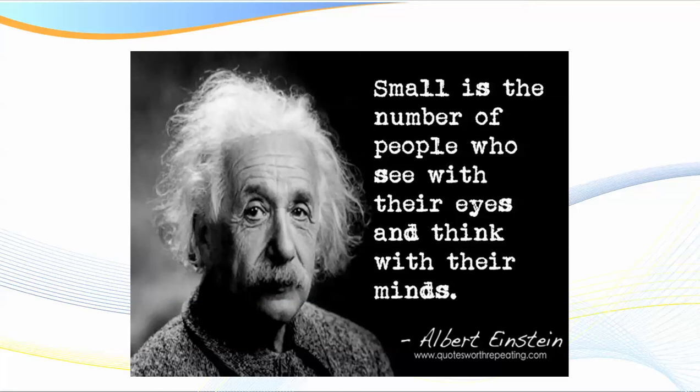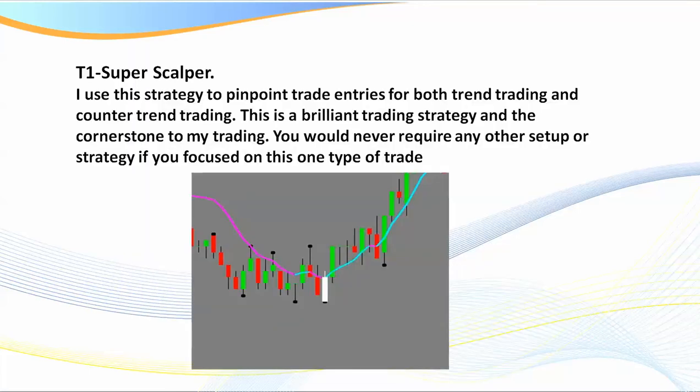So I think Albert Einstein said this beautifully, where he said, small is the number of people who see with their eyes and think with their minds. Traders, as a pattern trader, I'm looking for the patterns, then I'm thinking. And by the way, I won't go into this, but there's a huge difference between thinking and remembering. I'm thinking about my trading rules. Does it meet my trading rules?